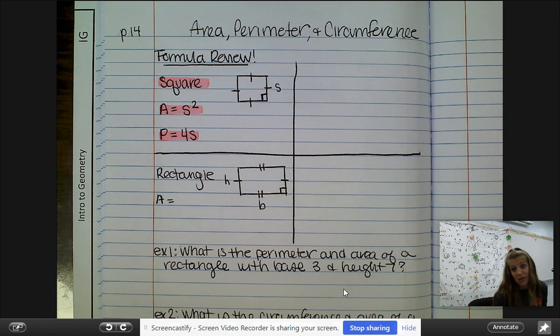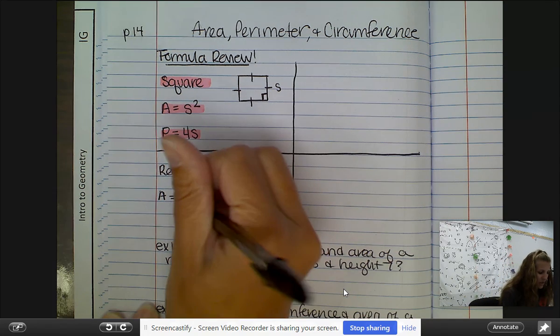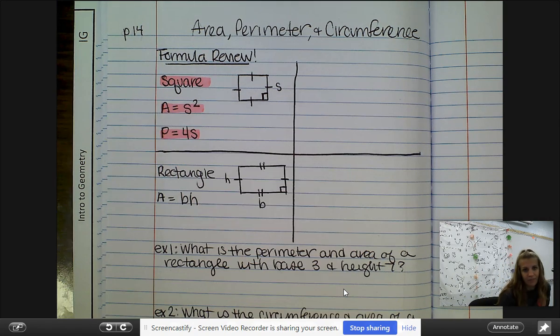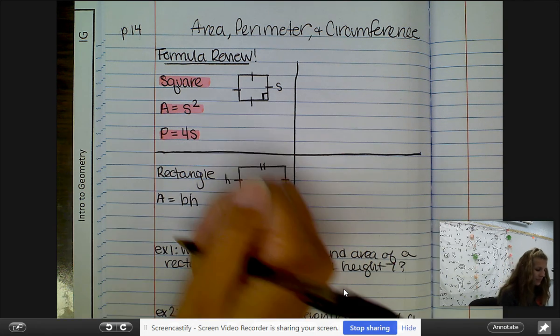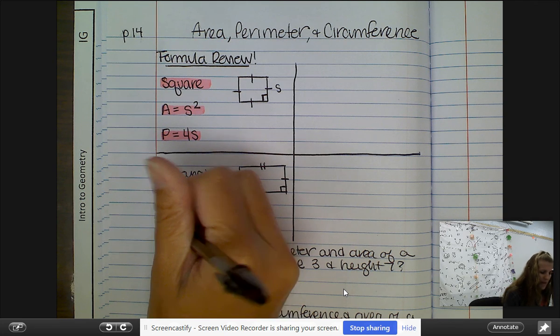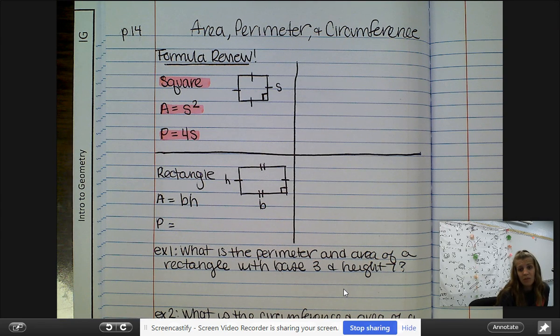However, in this case, since they're not the same, I can't put side squared. I'm just going to do base times height. That's your area. And again, it is going to be units squared because I'm multiplying two things. And if I'm multiplying two things, we get that little squared symbol. So like if it's in centimeters times centimeters is centimeters squared. Versus perimeter, I'm not multiplying double things. So perimeter is always just units, so centimeters.